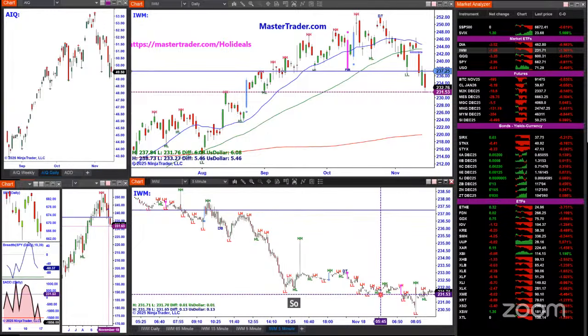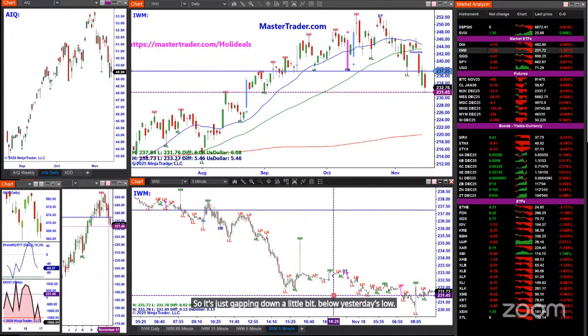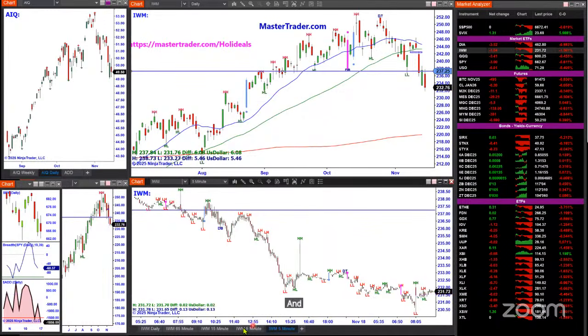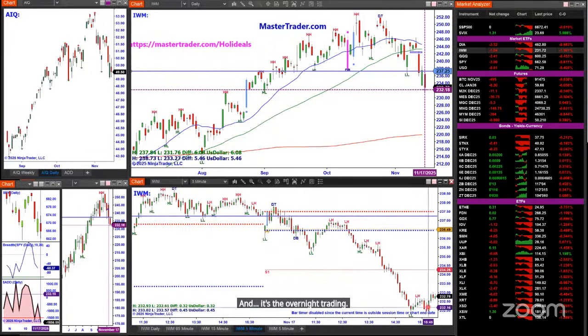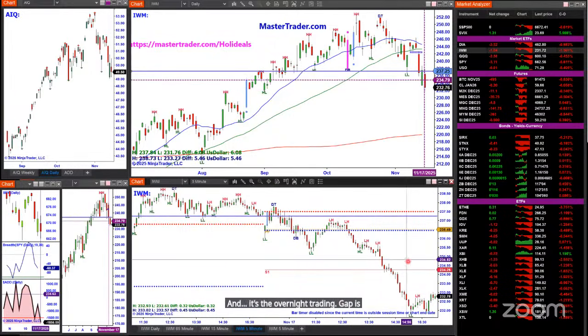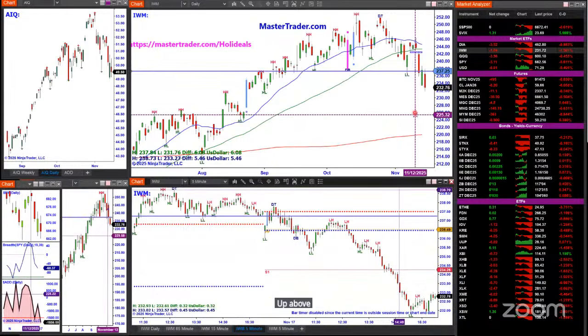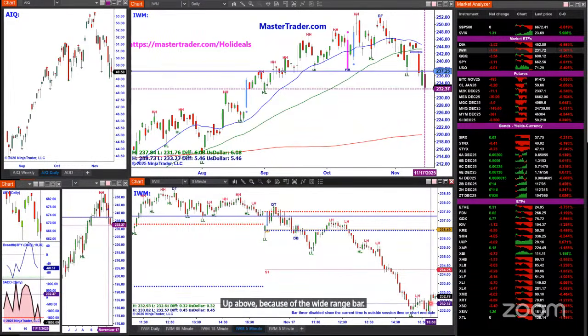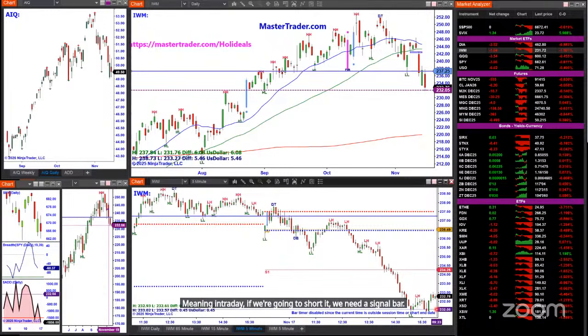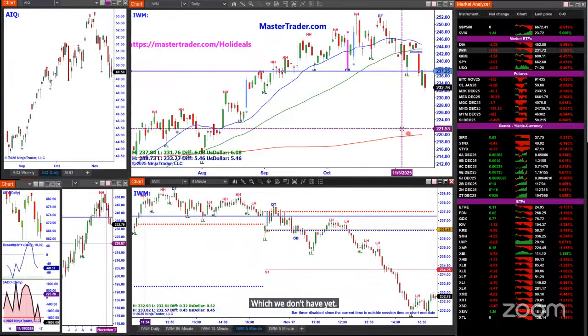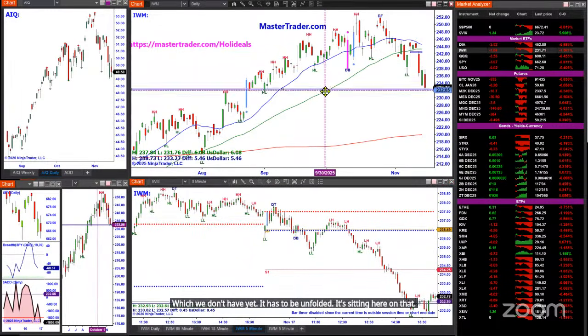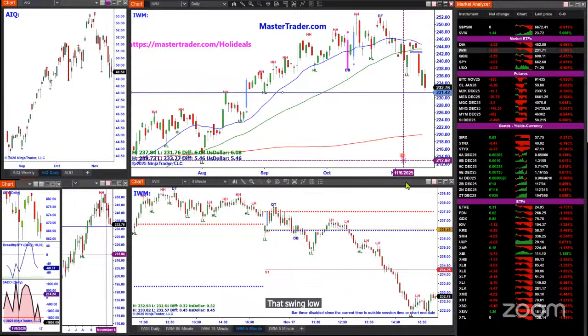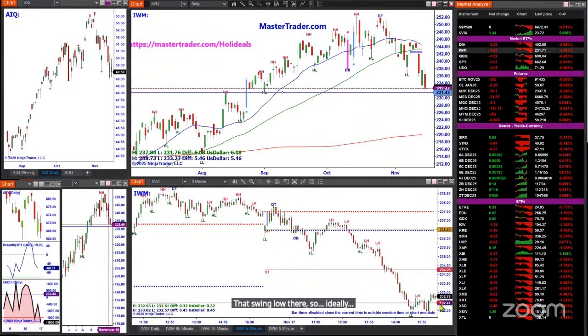So it's just gapping down a little bit below yesterday's low. And it's the overnight trading, and the gap is really not going much of anywhere. And it's got a void up above because of the wide range bar. So we need a signal bar, right? Meaning intraday, if we're going to short it, we need a signal bar, which we don't have yet to be unfolded. It's sitting here on that swing low there. So ideally, a little more consolidation or a breakout failure.